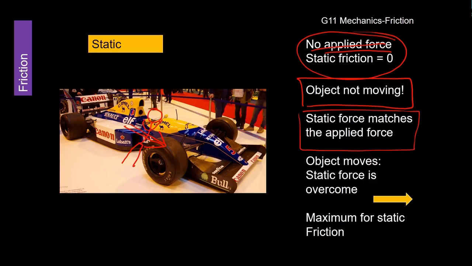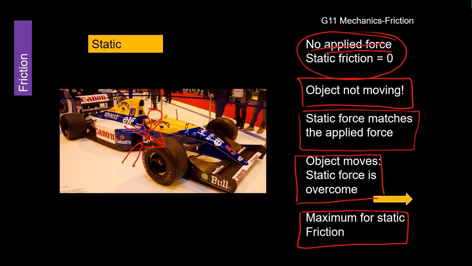The car is still not moving. It gets harder and harder to push that car. And then all of a sudden, that car starts to move. At that point where the car just starts to move, the static force is just overcome by the applied force. So just as the object starts to move, that static frictional force is overcome and the static frictional force will be at its maximum. That's the maximum it can ever be.